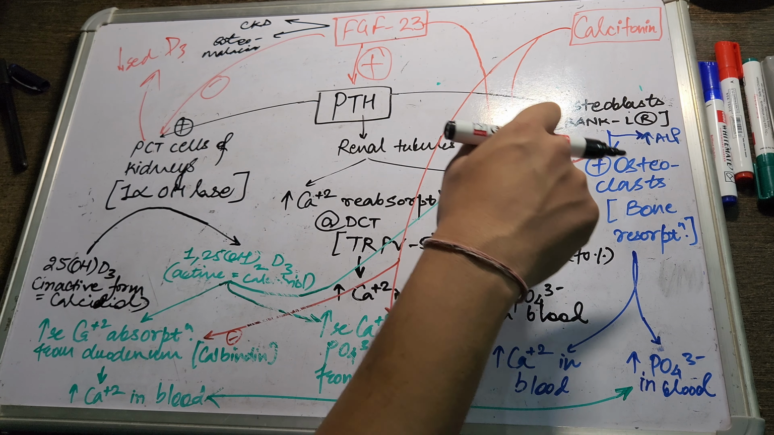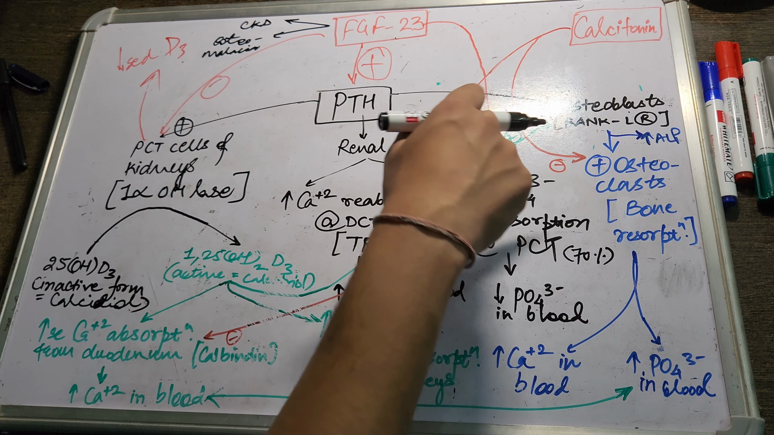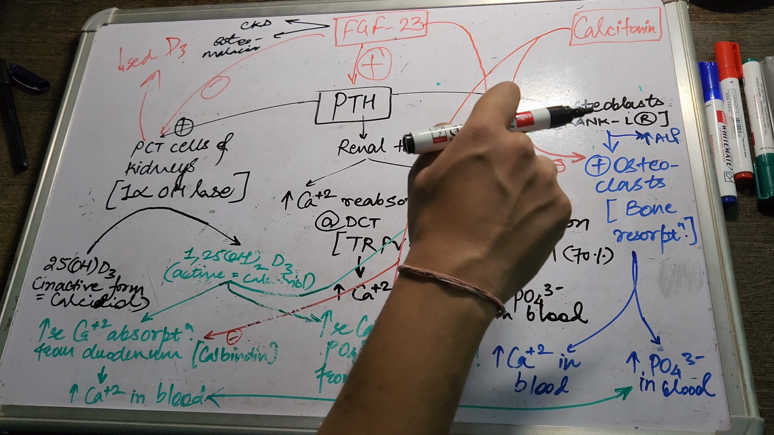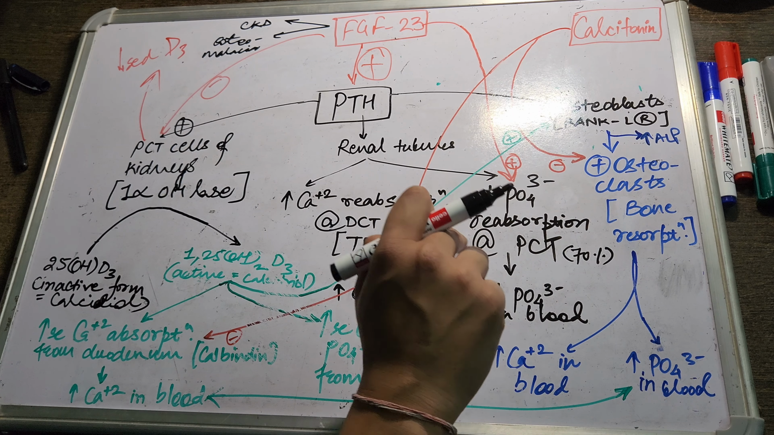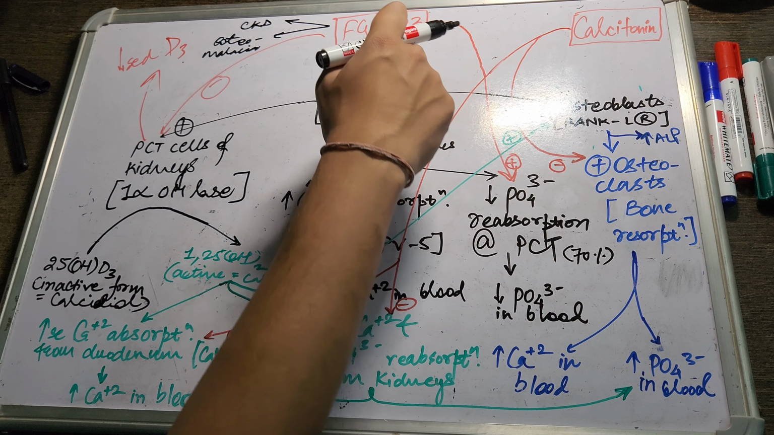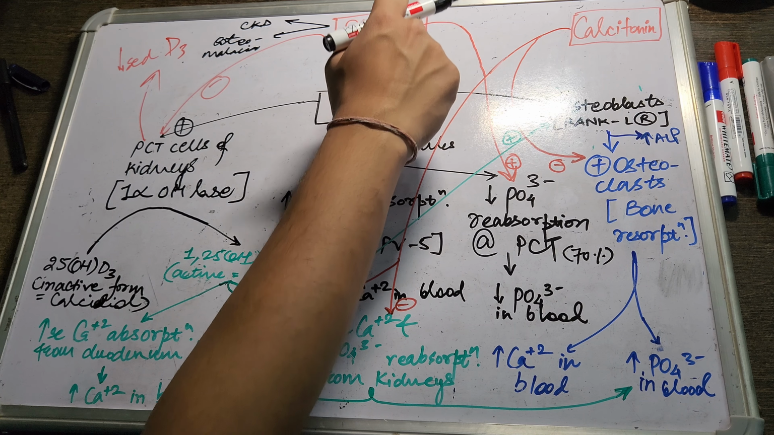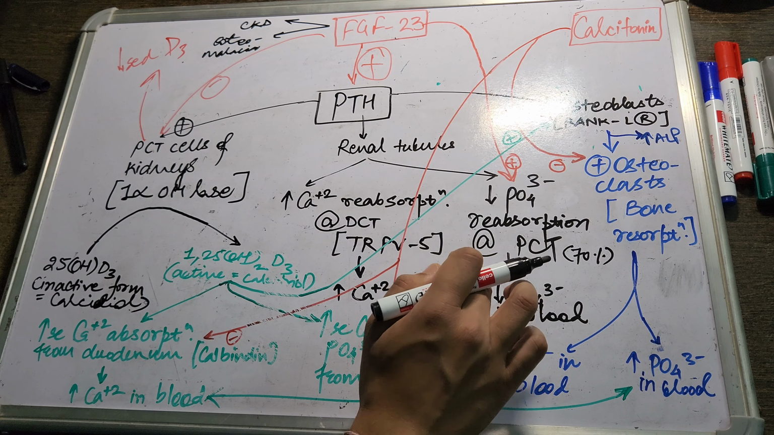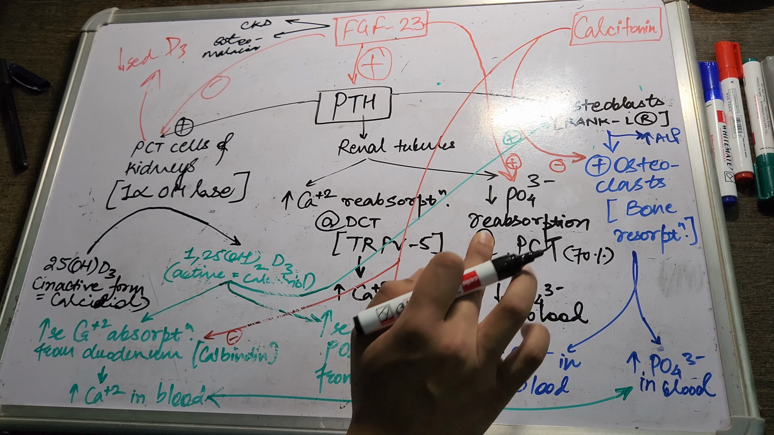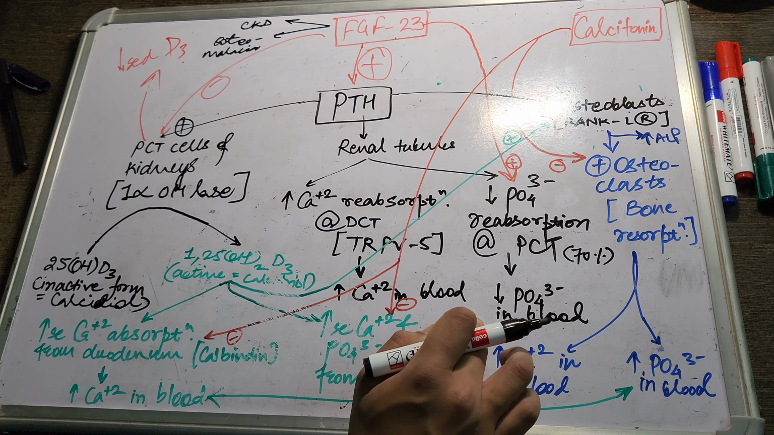Third, FGF-23 directly, just like parathyroid hormone, decreases the reabsorption of phosphate at PCT. So FGF-23 is also a phosphatonin. It decreases the blood phosphate concentration by decreasing its reabsorption at PCT.